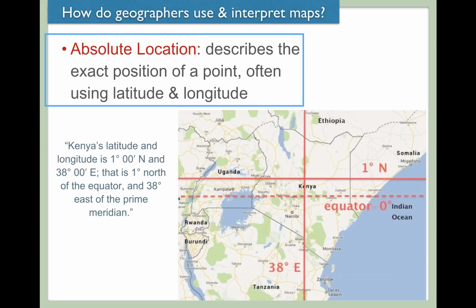Here's an example of absolute location. Kenya's latitude and longitude is 1 degree north and 38 degrees east. That is, Kenya is 1 degree north of the equator and 38 degrees east of the prime meridian. So you can see where the equator falls here. In that description, you see how this point in Kenya would be 1 degree north and 38 degrees east of the prime meridian. That's known as absolute location.